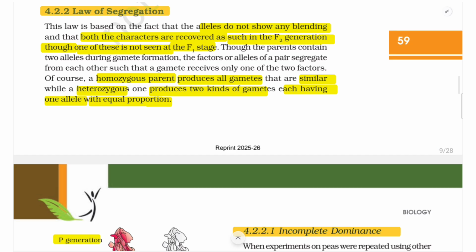4.2.2 Law of Segregation. This law is based on the fact that the alleles do not show any blending and that both the characters are recovered as such in the F2 generation, though one of these is not seen at the F1 stage. Though the parents contain two alleles, during gamete formation the factors or alleles of a pair segregate from each other such that a gamete receives only one of the two factors. Of course, a homozygous parent produces all gametes that are similar, while a heterozygous one produces two kinds of gametes, each having one allele in equal proportion.